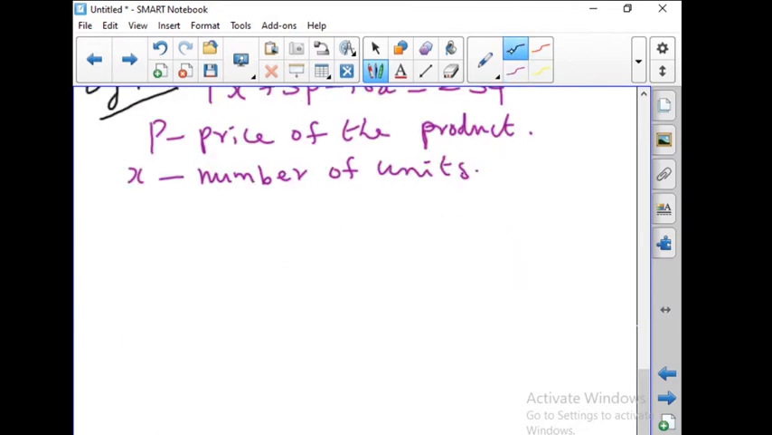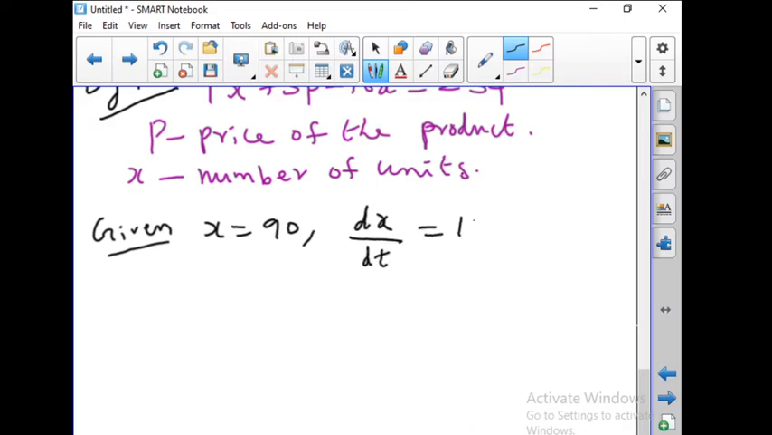So now what is asked? Find the rate at which the price is changing with respect to time when 90 units are available and the supply is increasing at the rate of 15 units per week. So what is given here? x is equal to 90 and dx by dt is equal to 15. This is given.